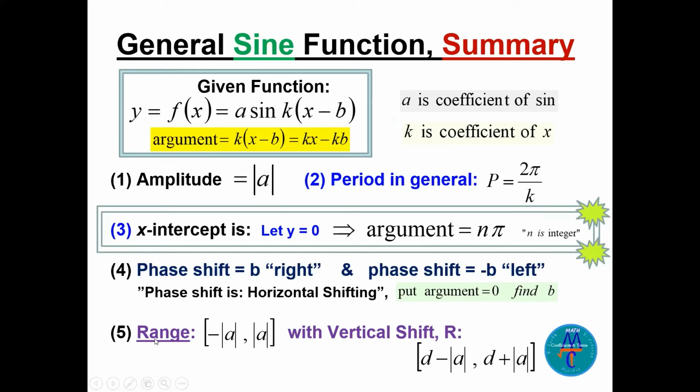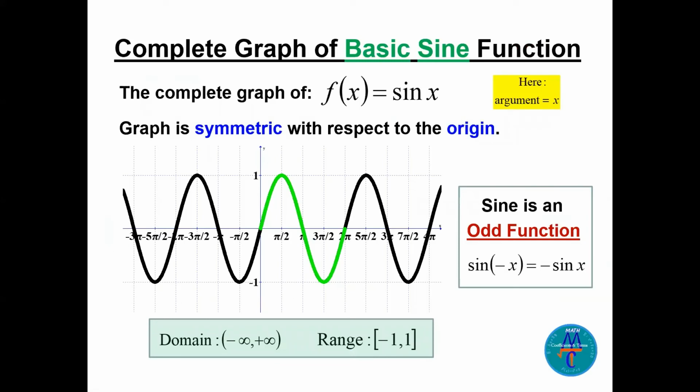This is the range without vertical shifting: minus absolute value of A to absolute value of A. That means there is no number D. If you have a shifting with D, it will be D minus absolute value of A to D plus absolute value of A. This is the range of the sine, and also the cosine. The sine function is an odd function. Sine of minus x will be minus sine of x. The domain is all real numbers, and the range is the closed interval from -1 to 1, if you need the graph.